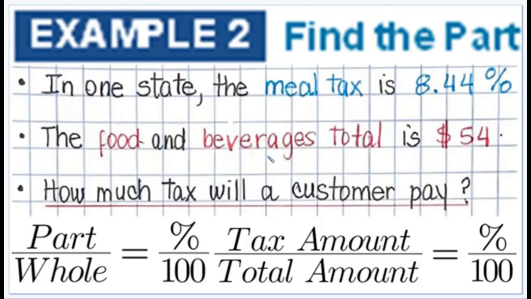Example 2, find the part. In one state, the meal tax is 8.44%. The food and beverages total is $54. How much tax will a customer pay? All right. We've got part over whole equals percent over 100. So, for this part, we're looking for the tax. So we've got the tax amount over the total amount. We're basically not gonna have the part here because it says find the part, so we're looking for the part.